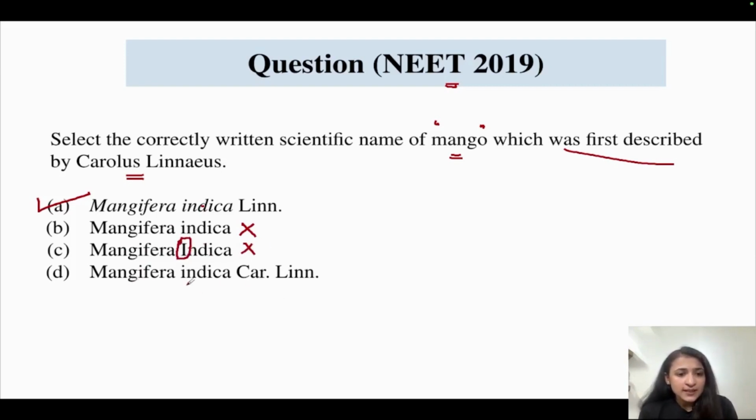Option number D is saying Mangifera indica Carlin. There are many things which are wrong with this option. First, it has not been italicized. Mangifera indica should be written in italics. Since it has not been italicized, this option is incorrect. And the second problem here is that Car is also added. The Carolus is also abbreviated here, which is not needed. Only the last name is added in the abbreviated form. So this option is also incorrect. The correct answer is option number 1, Mangifera indica Linn.